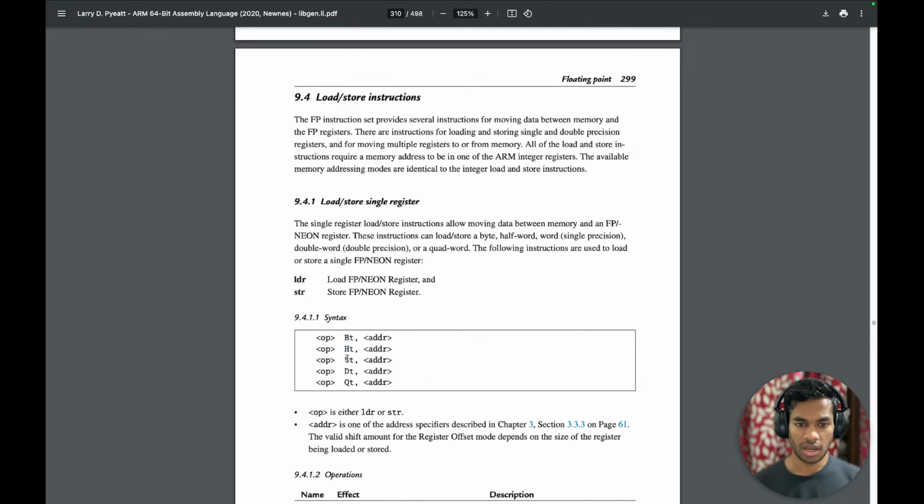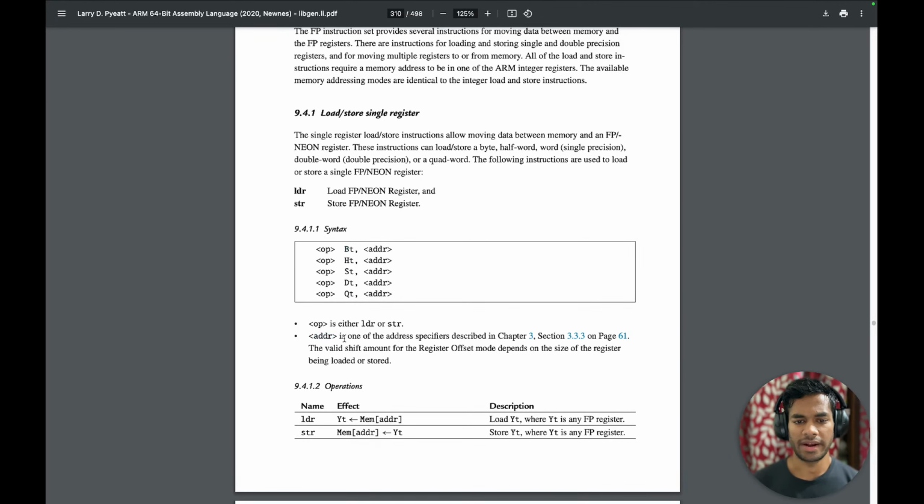OP, I can say these instead of using X or W in front of the register number, and then the address. OP is either LDR or STR. Address is one of the register specifiers described in chapter 3, section 3.1.3 on page 61. The valid shift amount for the register offset mode depends on the size of the register being loaded.